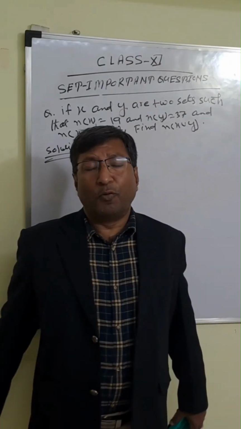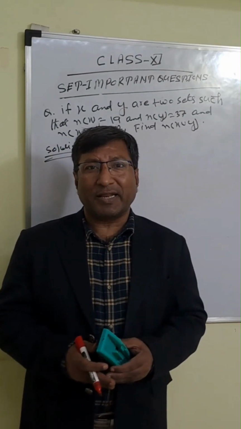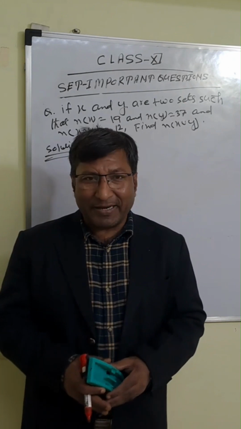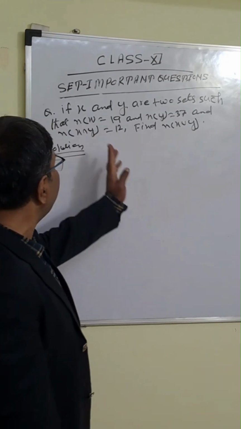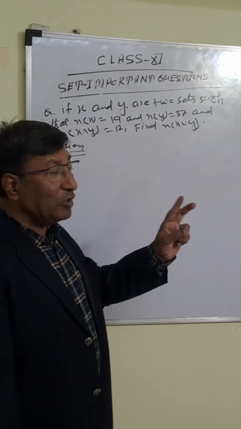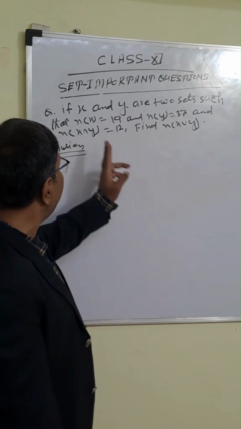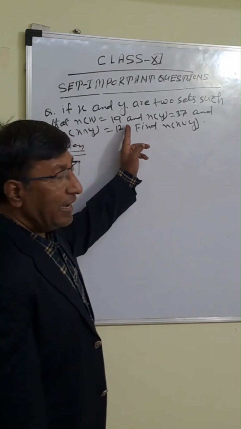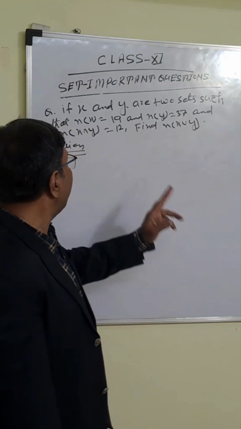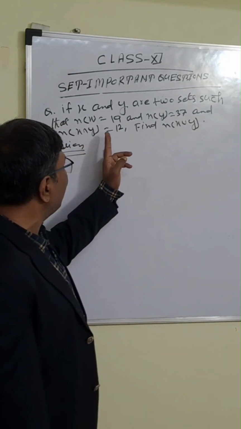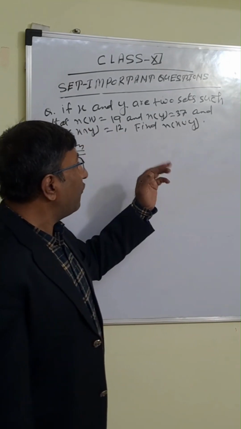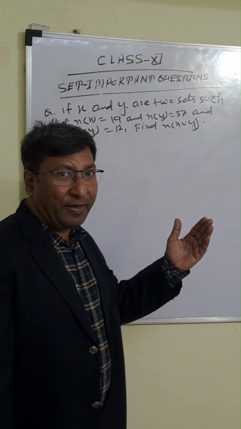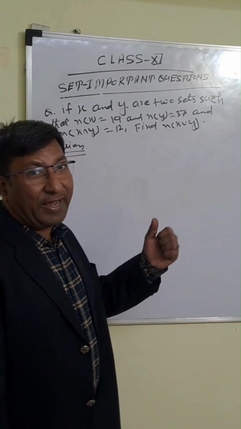Hello everyone, most important question of class 11 set. Let us see the question. Question is, if X and Y are two sets such that n(X) = 19, n(Y) = 37, and n(X intersection Y) is what? 12. We have to find n(X union Y). That is the total number of X and Y.